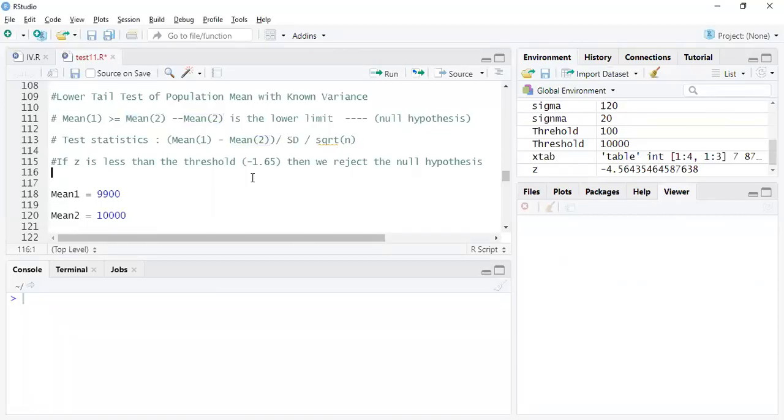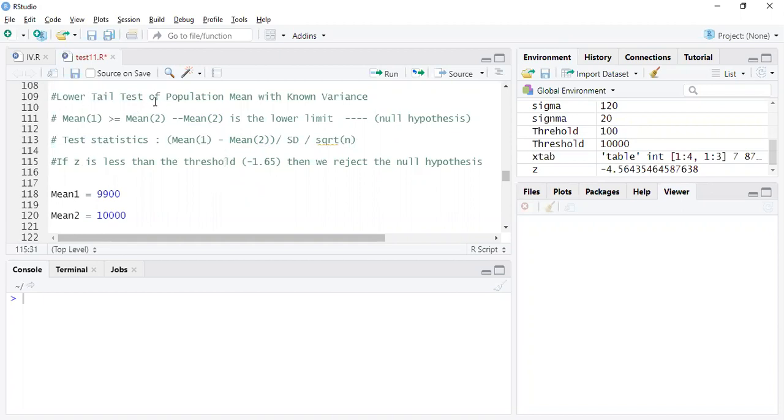Hi, welcome to another video on hypothesis testing. I'll talk in this video about the tail test, also known as the left tail test. So far we have seen the two-sided tests. We'll see the one-sided test in this video.